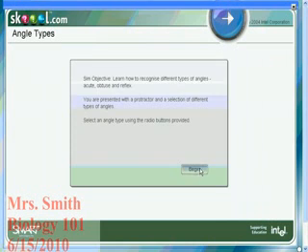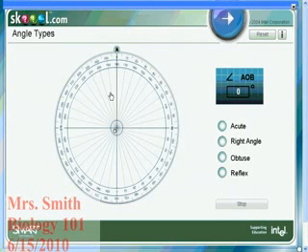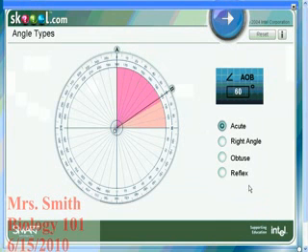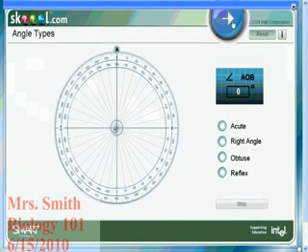Now we're to the one that has all 4 types on it. All of these angle type interactive things were in the gallery. And here, oh, acute, and it shows you the area for an acute. And you reset it for a new type of angle or a new student.